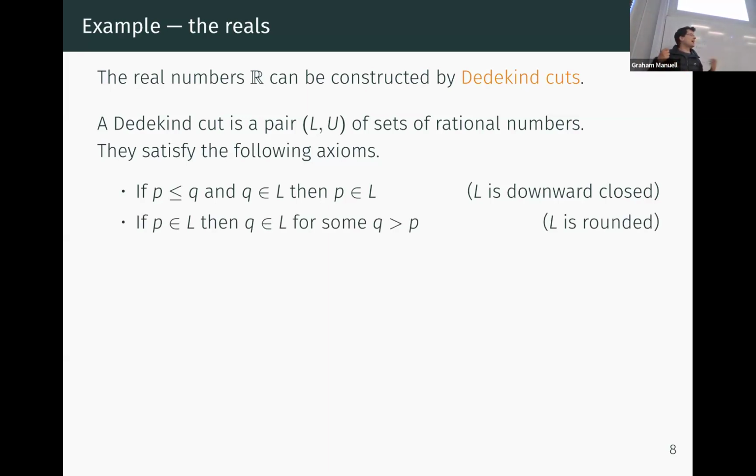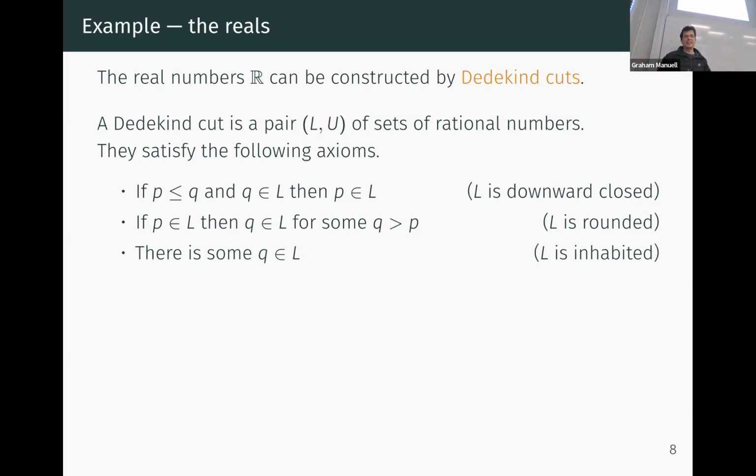The next axiom is that L is rounded. It must really be things that are strictly less than a certain real, which means that if we have some rational lower bound of our real, strictly less than it, we should be able to go a little bit larger and still be strictly less than it. That's how we imagine the reals would work. So for any element in L, there's an element that's a little bit larger than it.